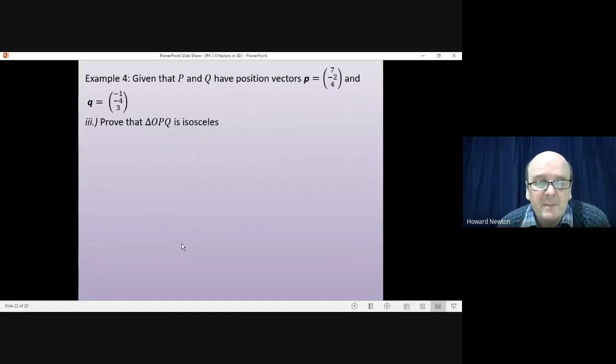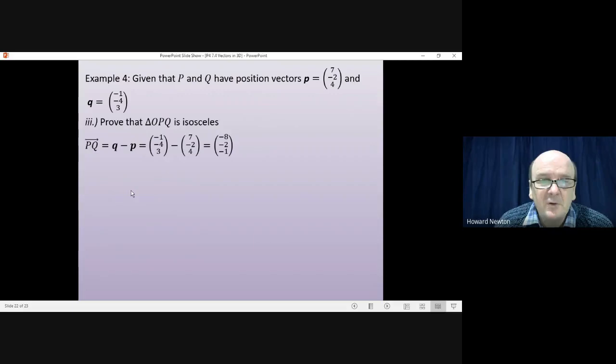And then part 3, we're asked to prove the triangle OPQ is an isosceles triangle. Well, the easiest way to do that is find the 3 lengths of the sides of the triangle. We need 2 of them to be the same as each other, and we need the third one to be different. If that's the case, then triangle OPQ must be an isosceles triangle. So first of all, we need to find the length of PQ. Well, that means we need to find the vector PQ.